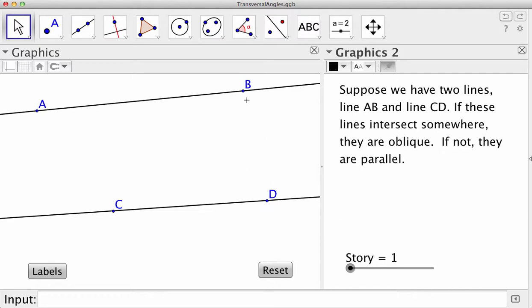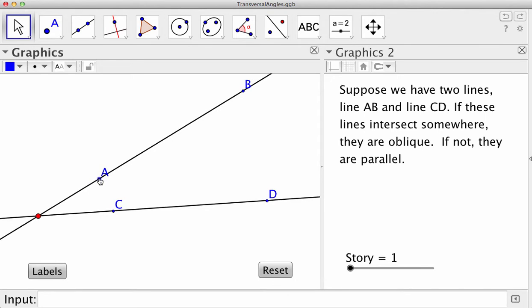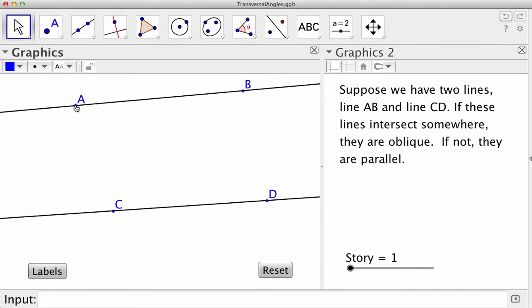Suppose we have two lines, line AB and line CD. If these lines intersect somewhere, these lines are called oblique. If they do not intersect anywhere, they're called parallel.